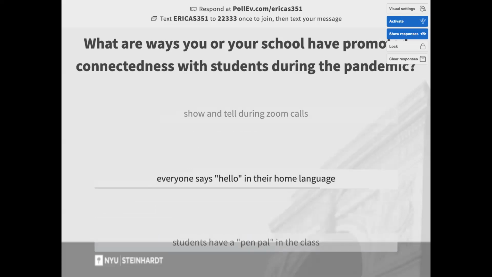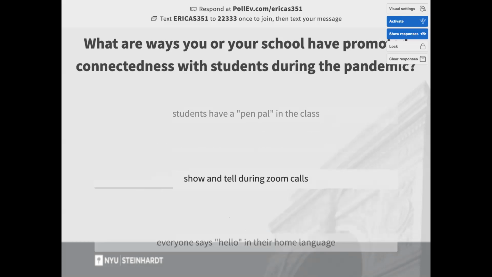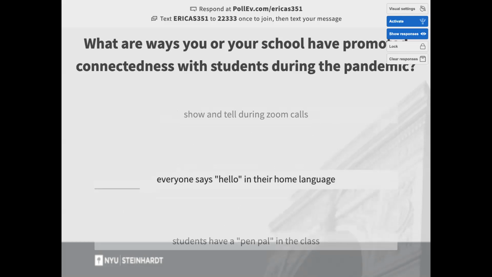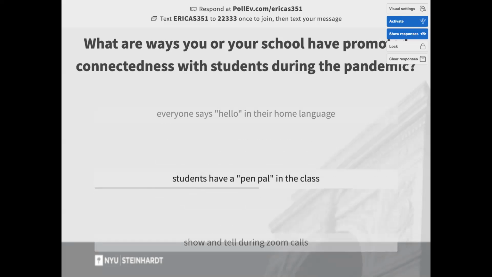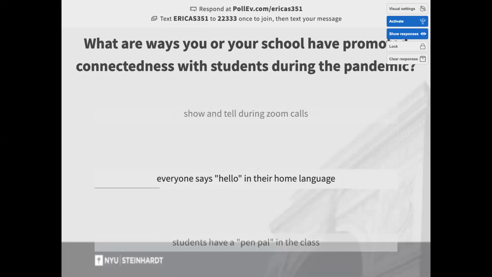Students have a pen pal in the class. That's a wonderful way for students to feel connected to each other as well. Providing talking points, absolutely. Another wonderful way to encourage students to feel connected.